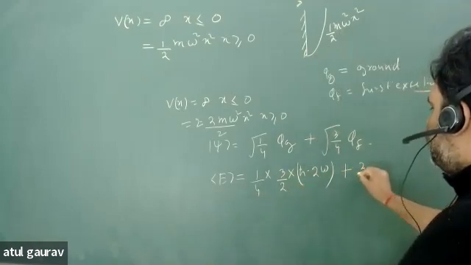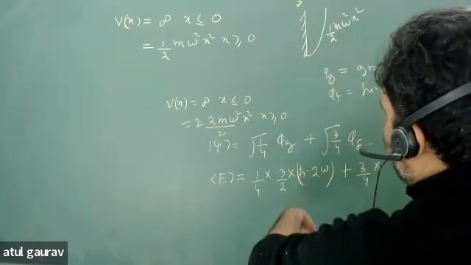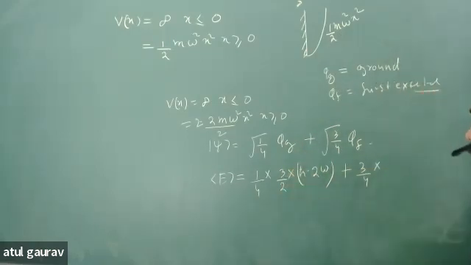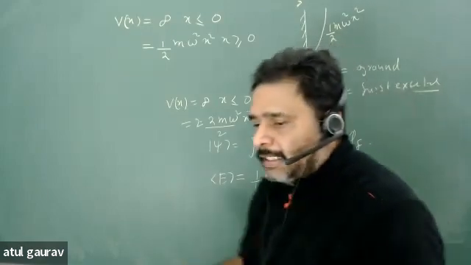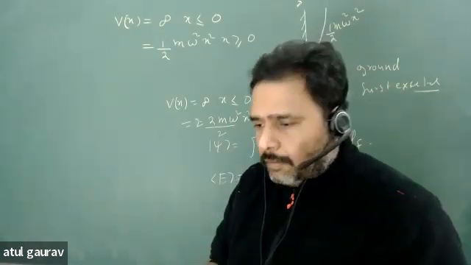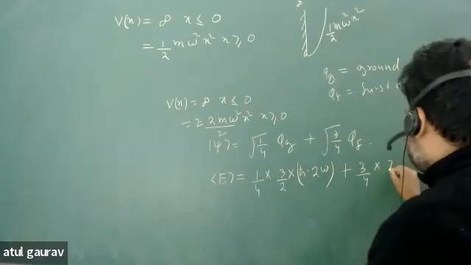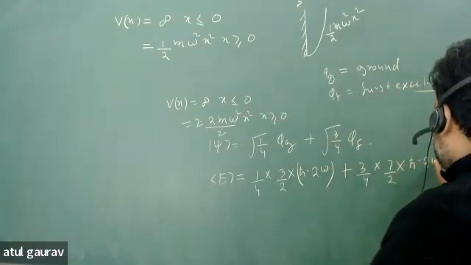Plus 3 by 4 into, what is the first excited state? 5 by 2 or 7 by 2? Sorry, n is equal to 1, so it is 7 by 2. It is 7 by 2 into H cut into 2 omega.